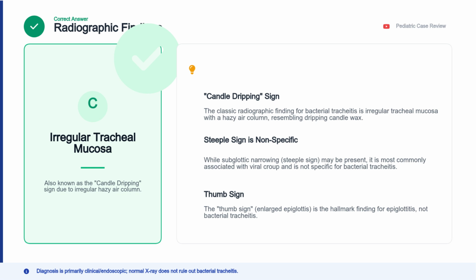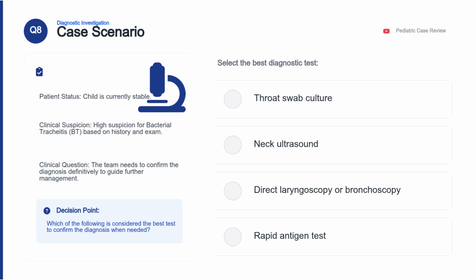This finding reflects the thick mucopurulent exudates and pseudomembranes adherent to the tracheal wall, creating an irregular, shaggy appearance of the tracheal air column. The steeple sign, showing subglottic narrowing, is nonspecific and commonly seen in both viral croup and bacterial tracheitis. The thumb sign indicates an enlarged epiglottis characteristic of epiglottitis. However, it is important to note that radiography should never delay definitive airway management in unstable patients. Clinical diagnosis remains paramount.